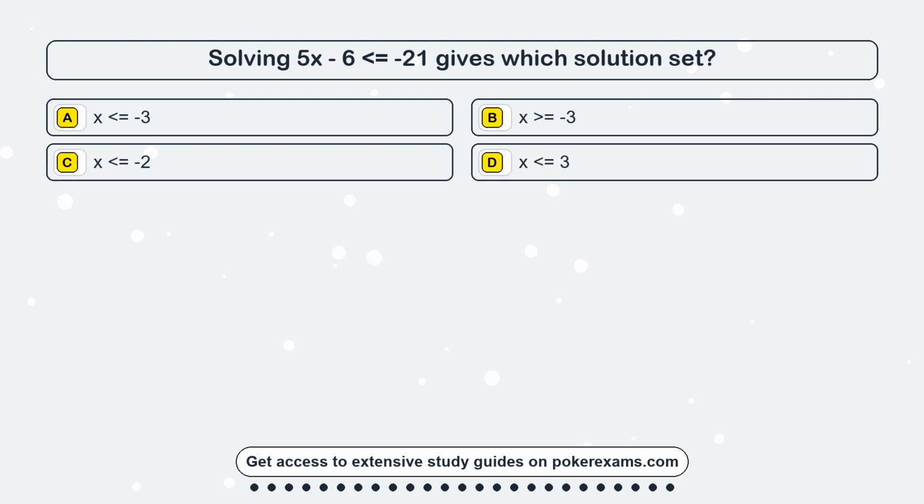Question 10. Solving 5x minus 6 equals minus 21 gives which solution set? Option A, x equals minus 3. Option B, x equals minus 3. Option C, x equals minus 2. Option D, x equals 3.